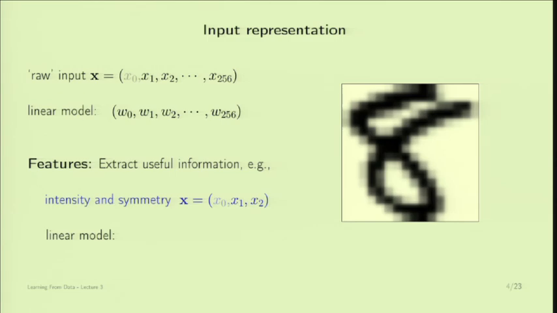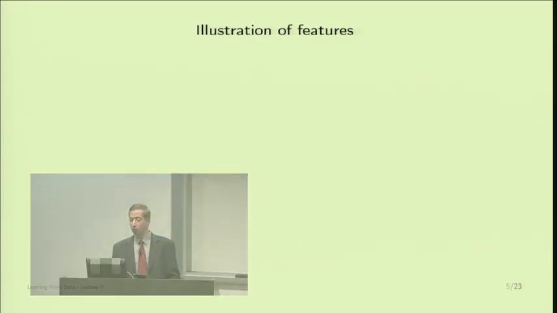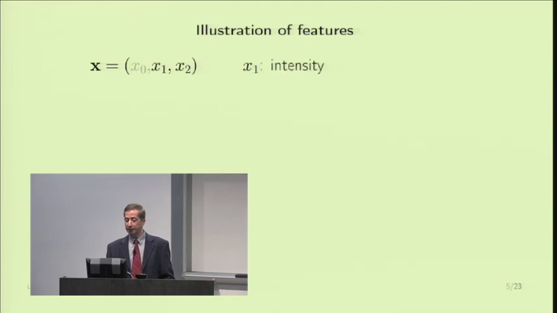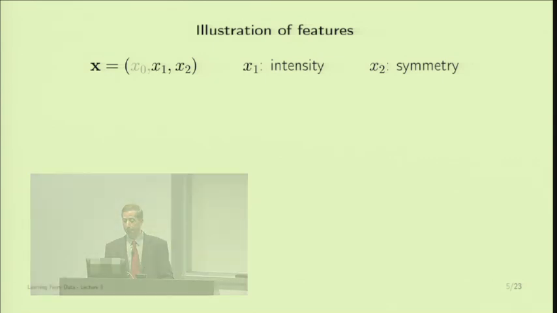So when you take the linear model in this case, you just have W0, W1, and W2, and that's what the perceptron algorithm, for example, needs to determine. Now let's look at the illustration of these features. You have these as your inputs, and x1 is the intensity, x2 is the symmetry. What do they look like?